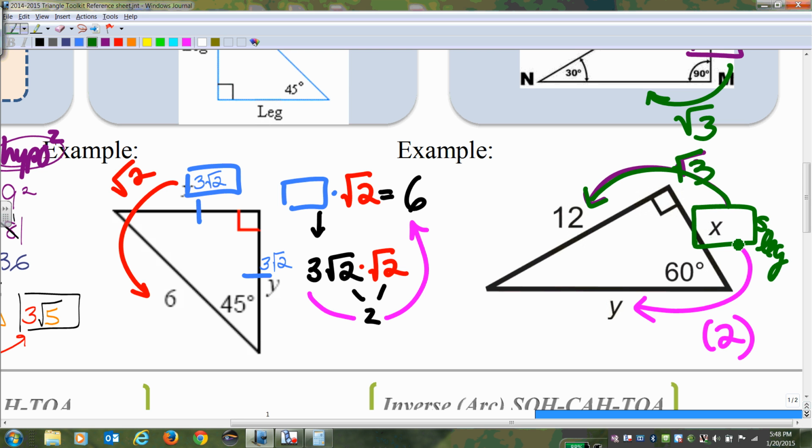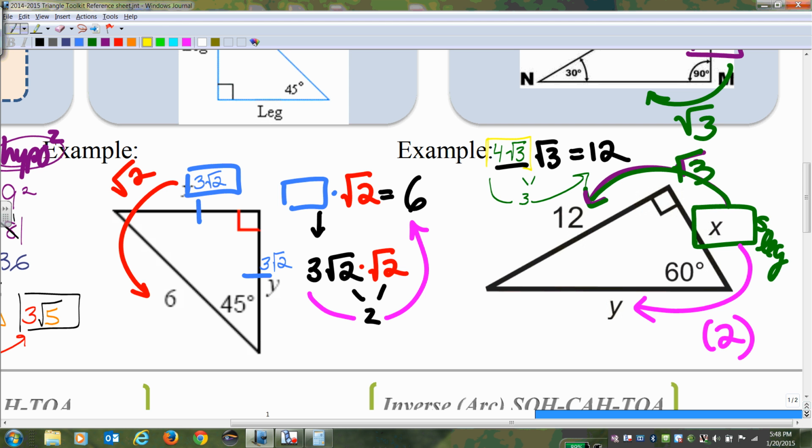So this reads something times 2 is something. We can't do that. So it's something times root 3 equals 12. That's what you're thinking. Something times root 3 is 12. You should recognize you need another root 3. Root 3 times root 3 is 3, and then 4 times 3 is 12.